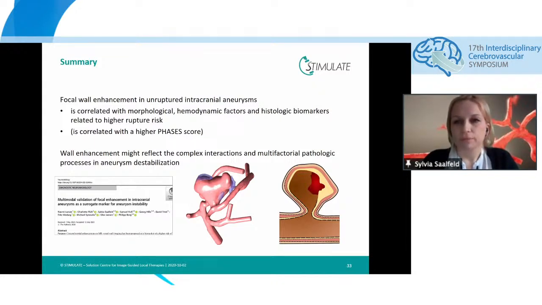And so I think the most important finding of the study is that this wall enhancement, even if it's just an enhancement based on slow flow, then maybe the slow flow is just another important biomarker. But this combination might reflect the complex interactions and multifactorial pathologic processes in the aneurysm walls, the destabilization process. And that's the end of my talk, and I thank you very much for your attention.